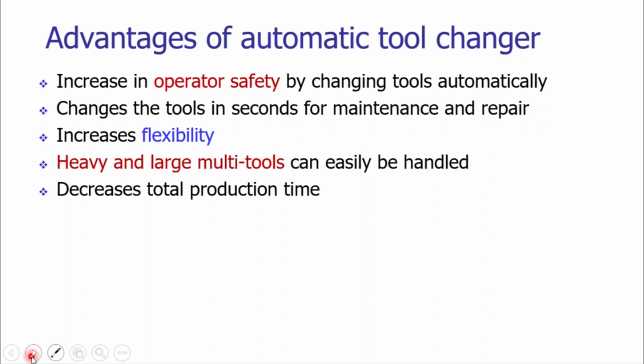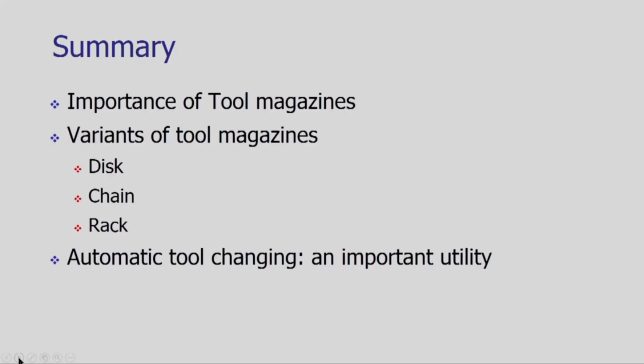Let me summarize lecture 2 of week 8, that is the tool magazines used in automation. In this lecture, we learnt the importance of tool magazines. We understood the principle of operation of a tool magazine. We have seen various variants of tool magazines such as disc type, chain type, rack type. At the end, we studied the concept of automatic tool changing operation, and we found that it is an important utility in automated manufacturing systems.